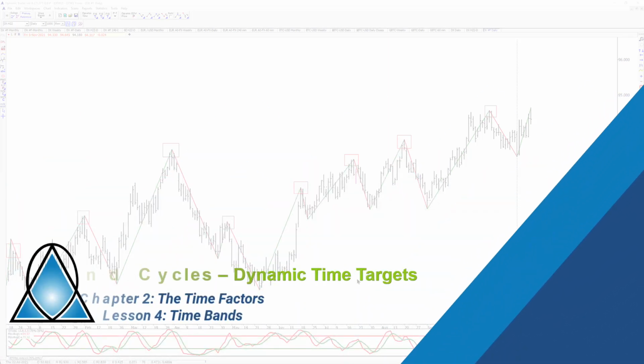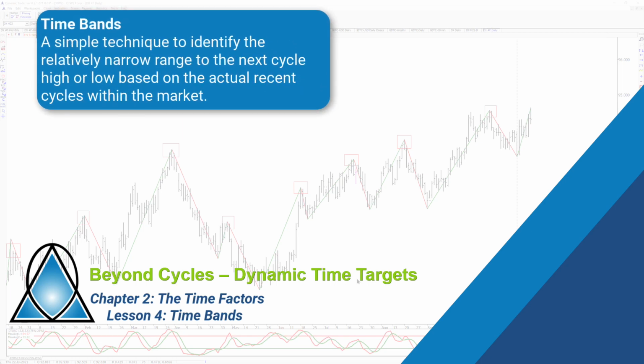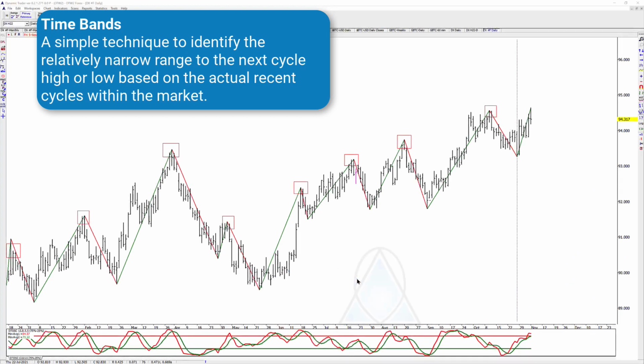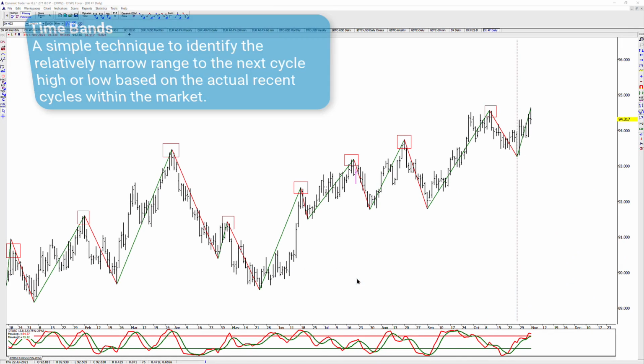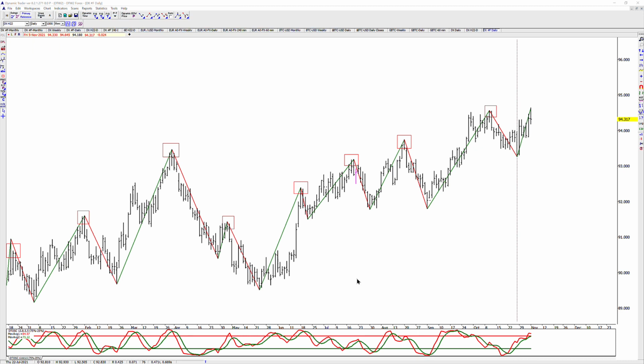In this lesson, you're going to learn about time bands. Time bands are a relatively simple technique to help us identify relatively narrow range zones for cycle highs and cycle lows. It's based on sort of traditional type of cycles, except we don't use fixed length cycles like a lot of traditional cycle enthusiasts do. We identify the actual cycles within the market with a very simple technique and then project forward in time.